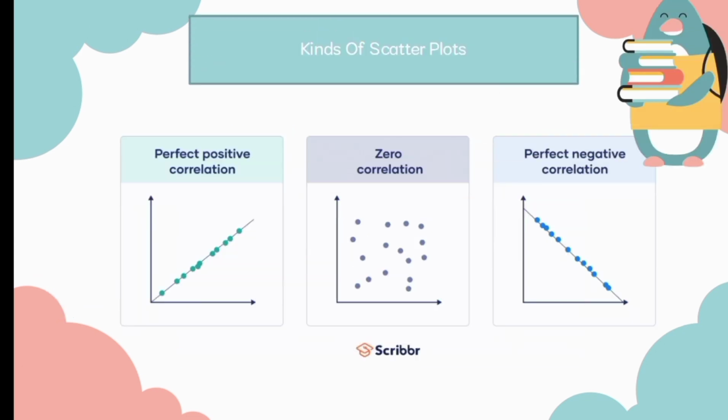These are three kinds of scatter plots. The first is perfect positive correlation. The second is zero correlation, and the last is perfect negative correlation.